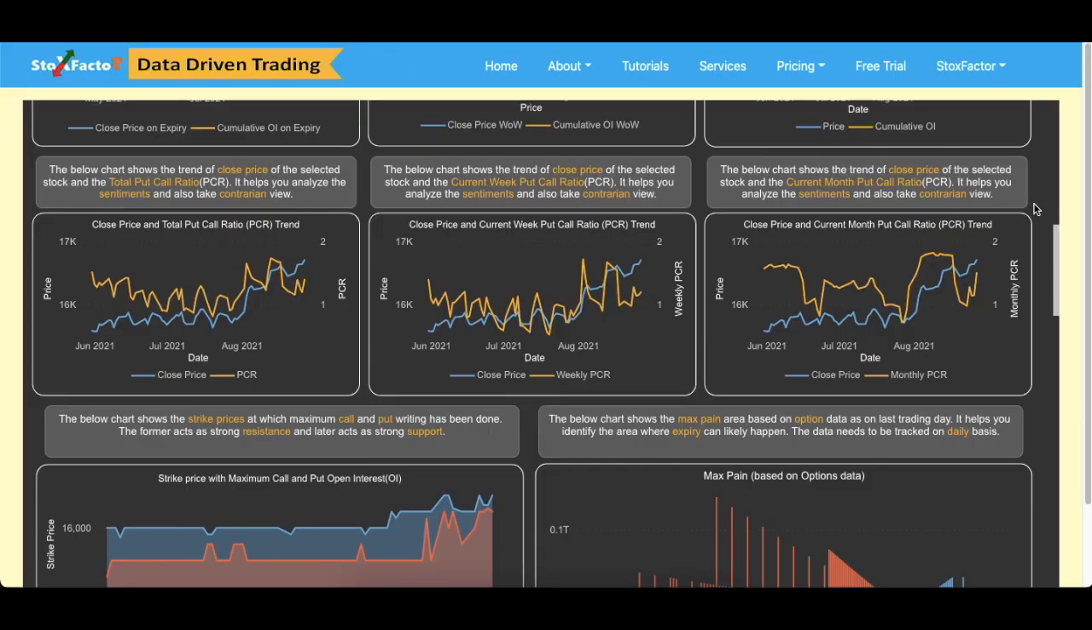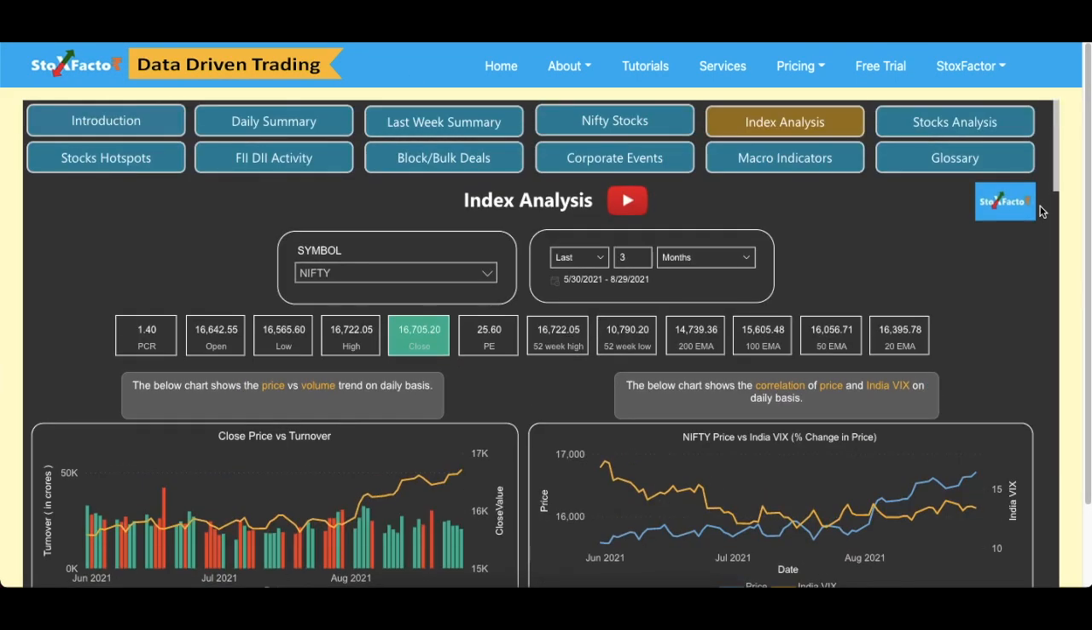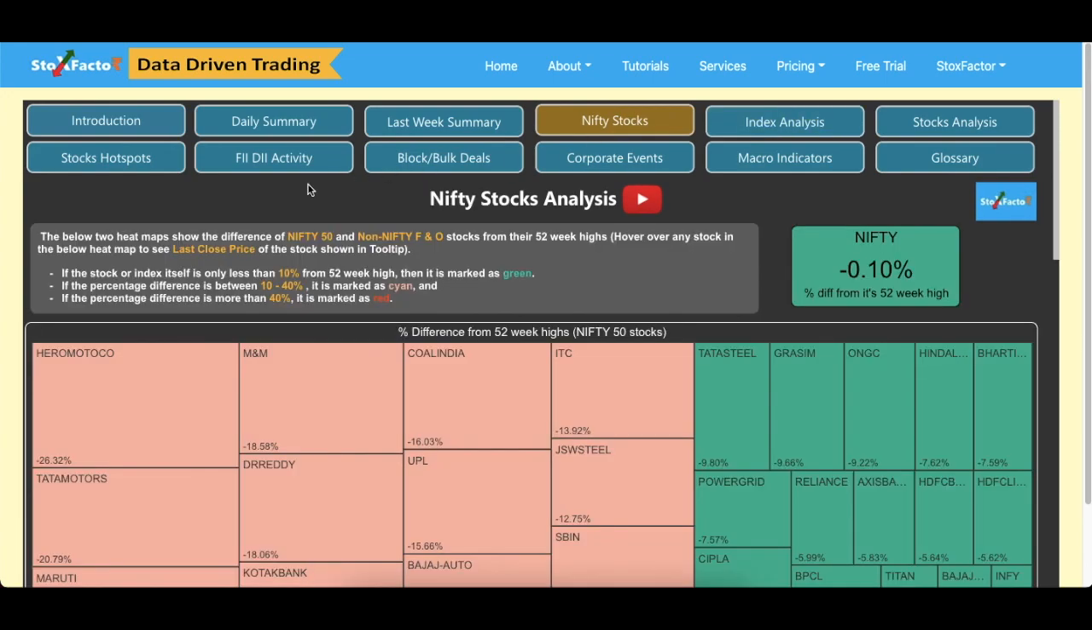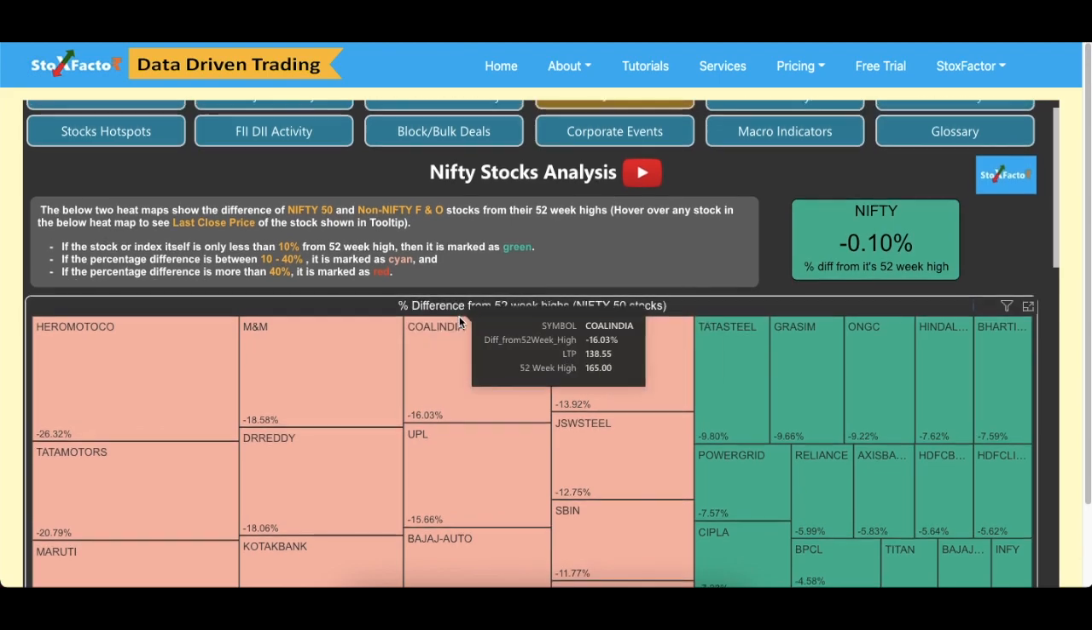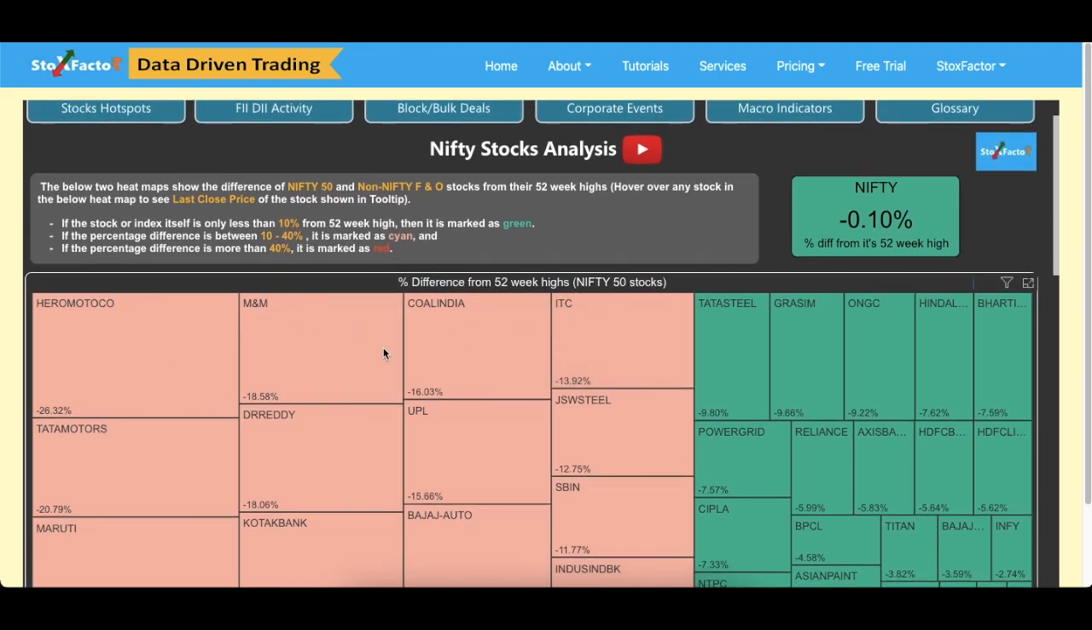We'll again go back to our dashboard. We'll scroll on the top and we'll go to the Nifty stocks page. So friends, as you can see, we are on the Nifty stocks page. And as you can see, this particular heat map was already present in this page, which was filtering down only the Nifty 50 stocks and showing the percentage difference of all these stocks from their recent 52 weeks high.